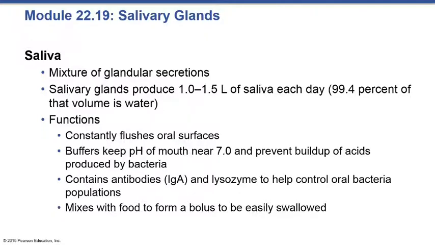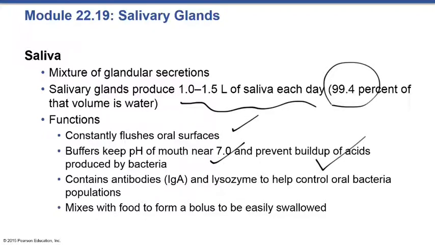Saliva is a mixture of these mucus and serous secretions, and you are, on average, producing about 1 or 1.5 liters of saliva each day, most of which is water. It's constantly flushing the oral surfaces, keeping the pH near neutral, helping prevent acid buildup that would feed the bacteria and lead to caries. It is going to be releasing those antibodies and the lysozyme to help reduce the number of bacteria in your mouth, and it's going to help lubricate the oral cavity to make it easier to form and swallow the bolus of food.